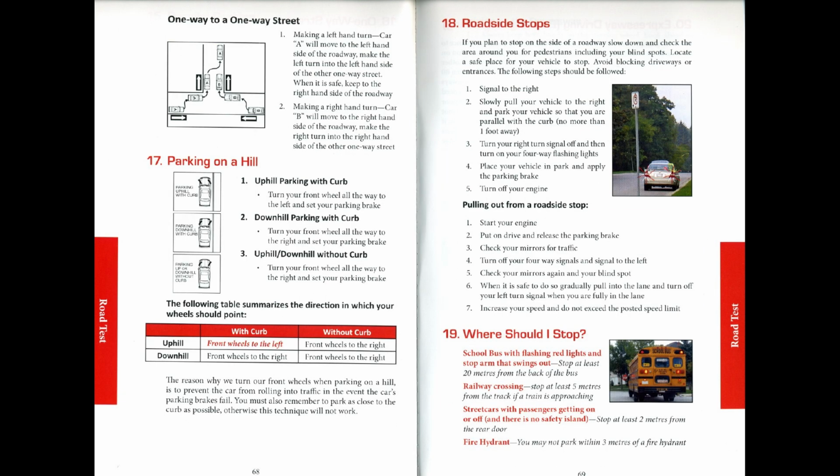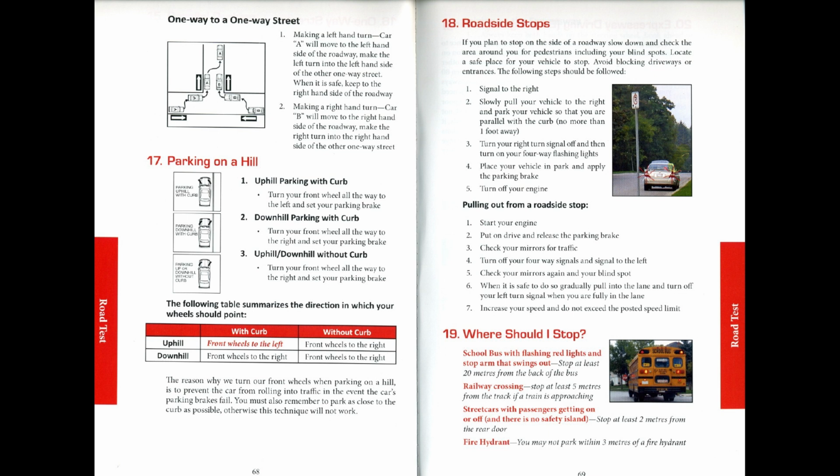One-way to a one-way street. Making a left-hand turn. Car A will move to the left-hand side of the roadway, make the left turn into the left-hand side of the other one-way street. When it is safe, keep to the right-hand side of the roadway. Making a right-hand turn. Car B will move to the right-hand side of the roadway, make the right turn into the right-hand side of the other one-way street.